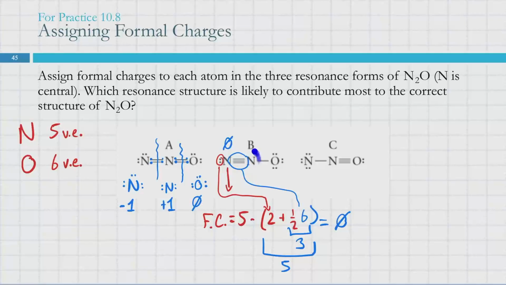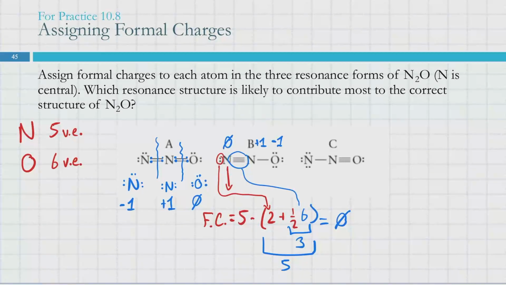Our nitrogen in the middle is going to have plus 1. Our oxygen on the right is going to have minus 1, because it's got 7 electrons basically that it has ownership of if you cut the bonds in half.